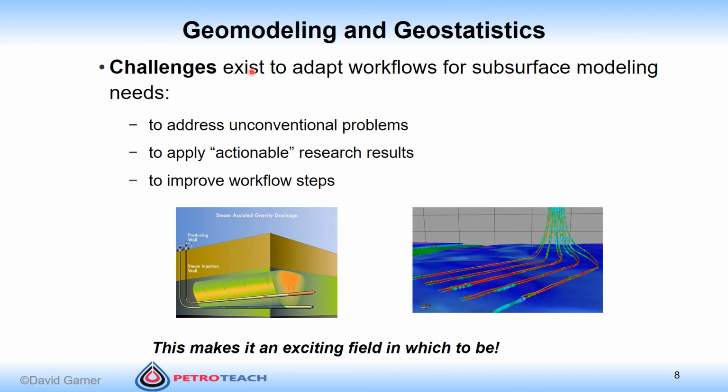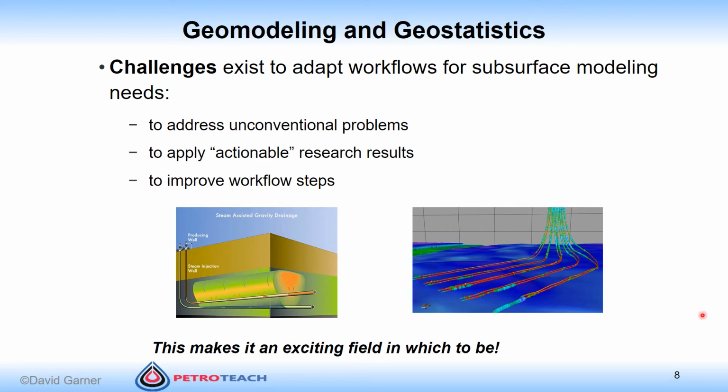Geomodeling and geostatistics go hand in hand. There are ongoing challenges that exist to adapt workflows for our modeling needs, to customize, etc. So one, we want to address new or unconventional problems. We want to apply actionable research results, actionable meaning that they're new methods, new ideas, and have them actually available to us in commercial software. We want to improve our workflow steps, and that does take sophistication. So this makes it an exciting field to be in.